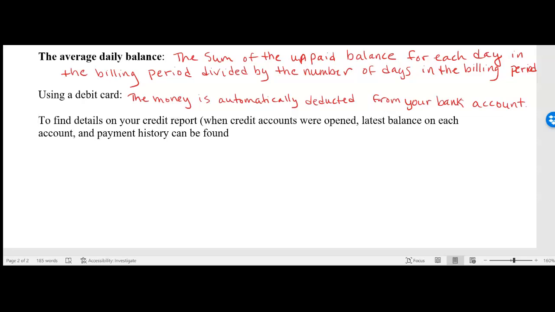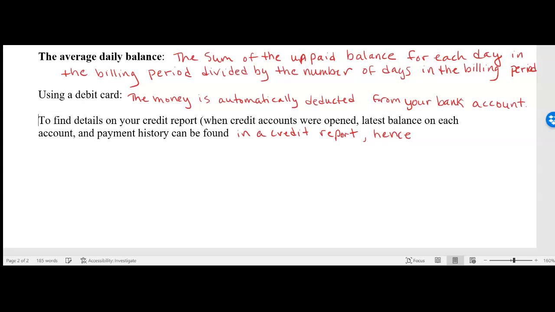So in other words, I'm going to continue the sentence. To find details on your credit report. And what that means is when credit accounts were opened, this is what you'll find on your credit report. The latest balance, the payment history. Okay, this can all be found in a credit report, which we had just mentioned, but I'm going to put this on here again because I'm going to keep going. On a credit report.